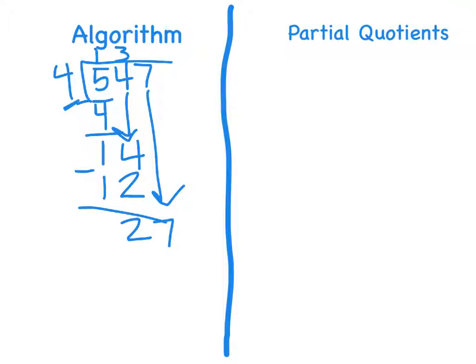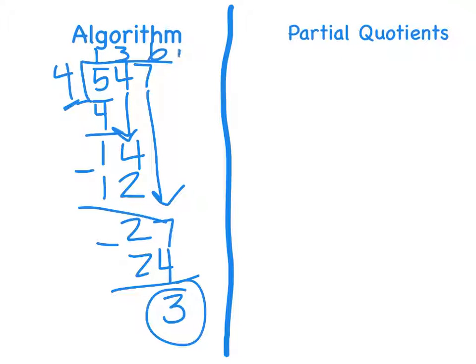4 goes into 27 6 times, which would be 24. 6 times 4, 24, and I can subtract to get 3, which I will check and make sure that it's less than 4, and it is. Since there's no other numbers here to repeat, this 3 is my remainder, so I'll get a remainder of 3.